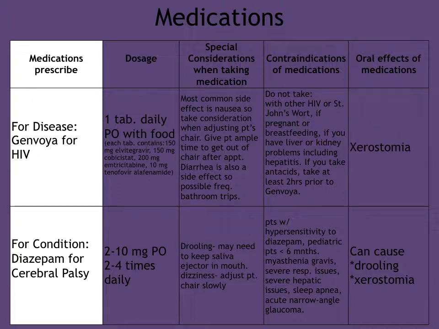Patient is taking diazepam for cerebral palsy. Dosage is 2 to 10 milligrams by mouth, 2 to 4 times daily. Special considerations is that there may be drooling, so you will need to keep a saliva ejector in the mouth. Also, the medication can cause dizziness, so adjust the patient's chair slowly.